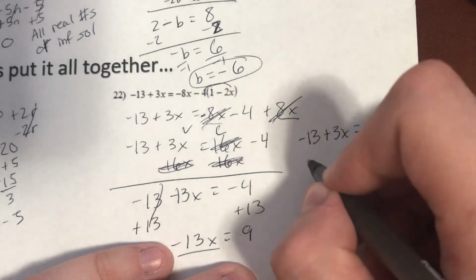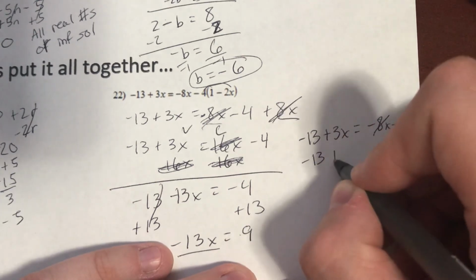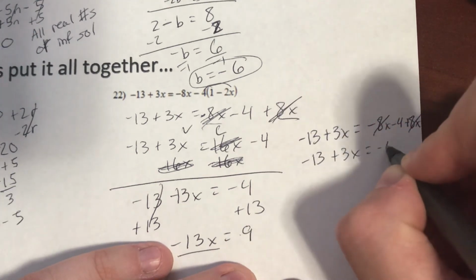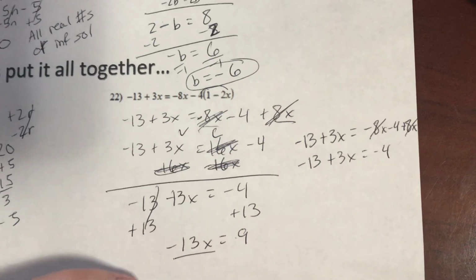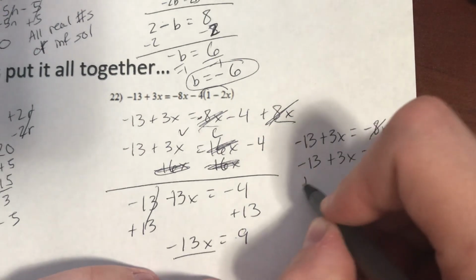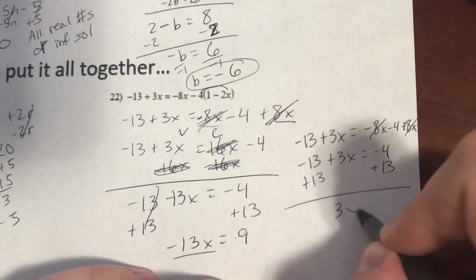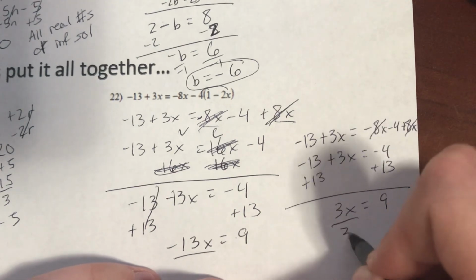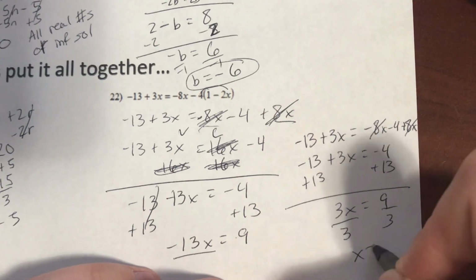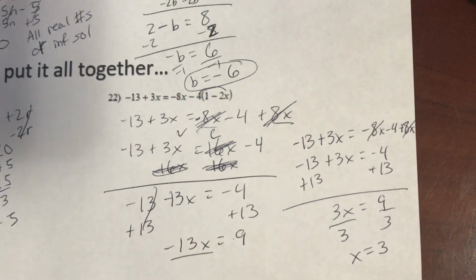So these cancel. I'm left with -13 plus 3x equals -4. Okay, that's a lot prettier of a problem. I'm going to add 13 to either side. 3x is equal to 9. Divide by 3. x is equal to 3. Okay, so it's a lot prettier of an answer.